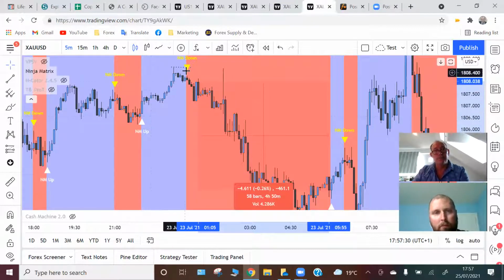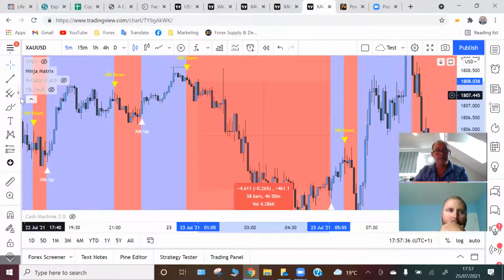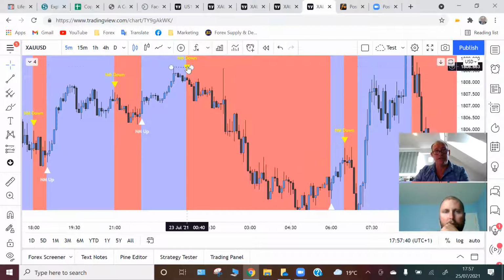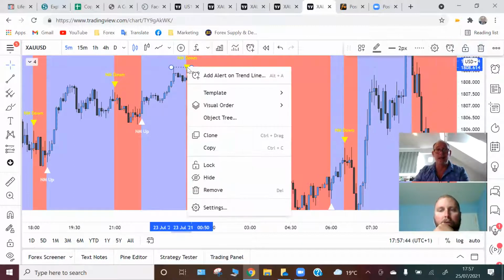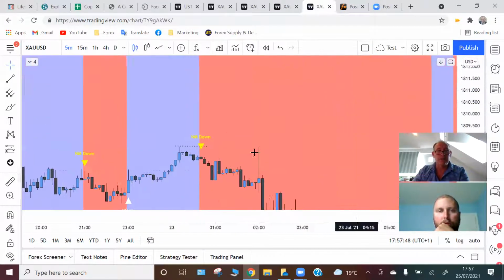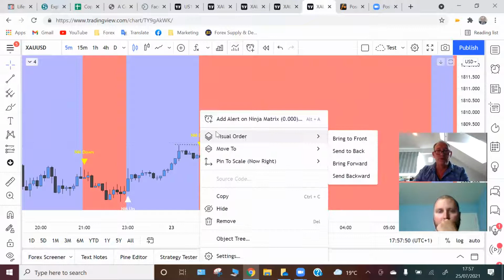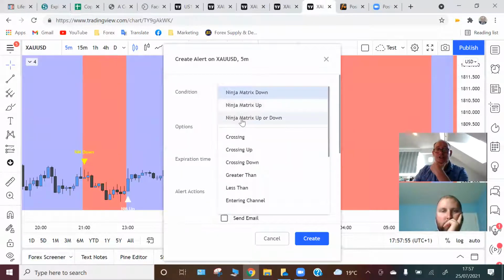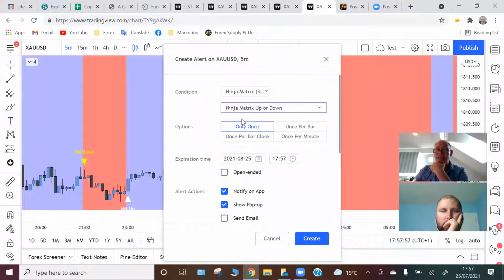Now, when you get this here, you can set an alert, okay? The matrix. So you just right click. The way I would do this, if you've got TradingView with more than one alert. So not there. So it's got to be on the Ninja Matrix. And what you do is you set Ninja Matrix up and down at the same time. There's a reason for that.